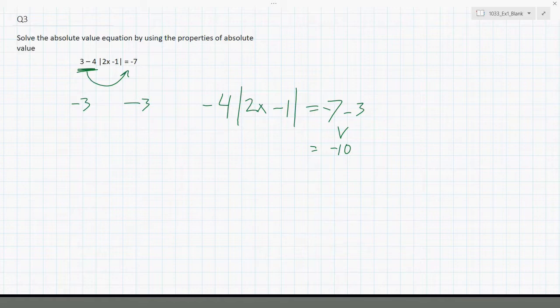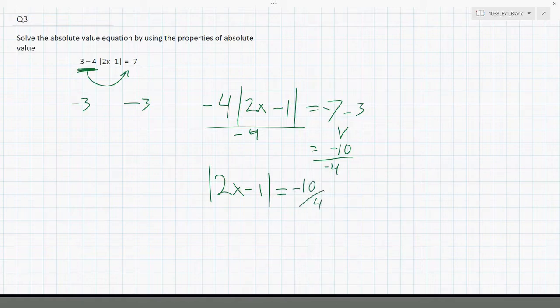I missed that one. Thank you. So now at this point, the next thing we're going to do is divide both sides by negative 4 so that we can get away from the absolute value sign. And we'll end up with 2x minus 1 inside of an absolute value equals negative 10 divided by 4.